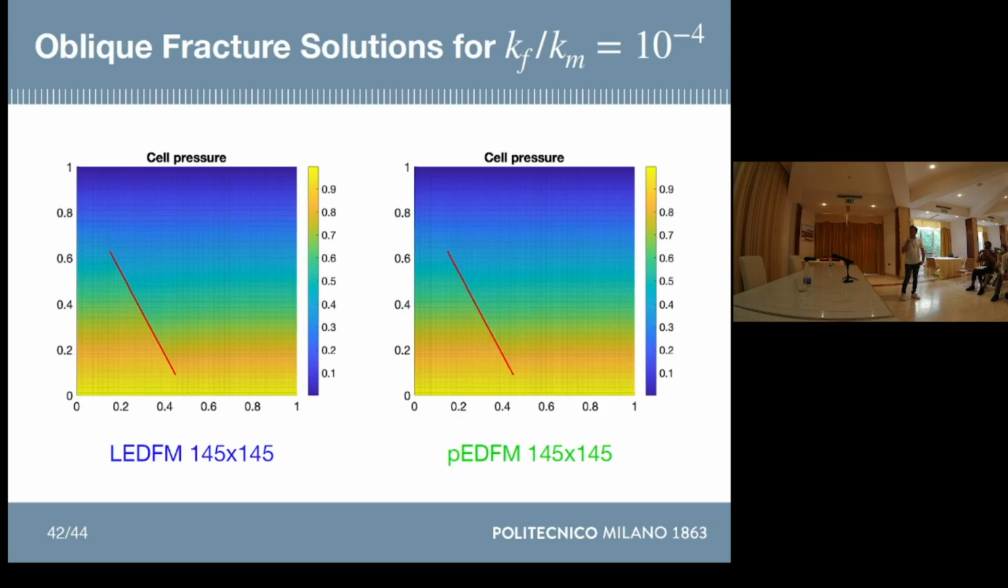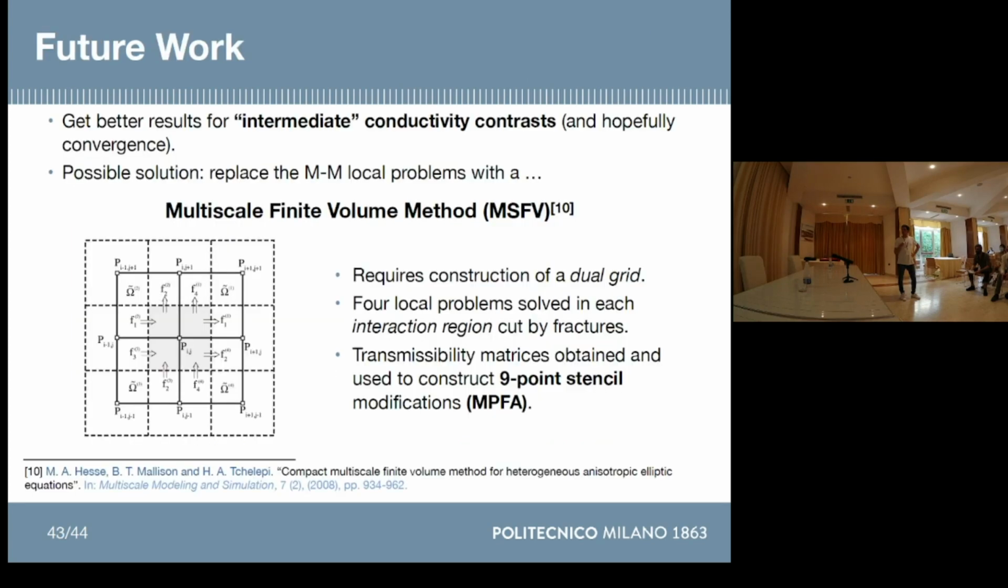And these are the pressure maps. We see that the convergence is not captured by these pressure maps either. So what I want to do is to get better results for intermediate conductivity contrast for my method, the local method, and hopefully, obviously, reach convergence.